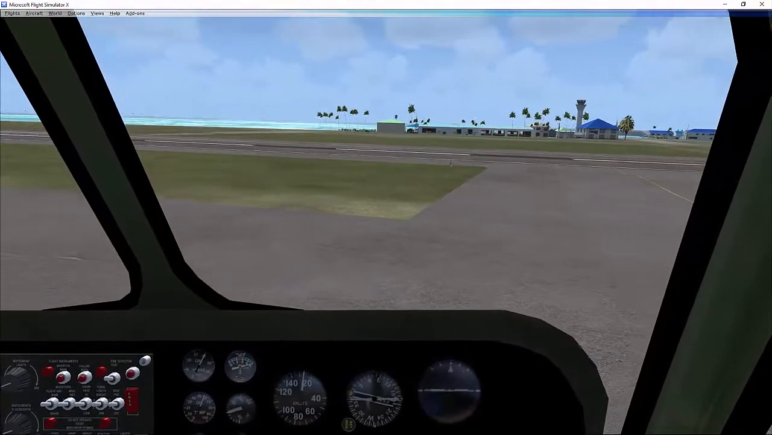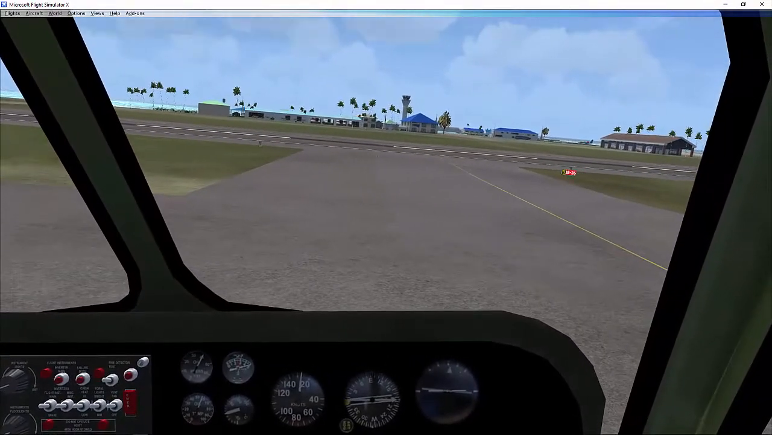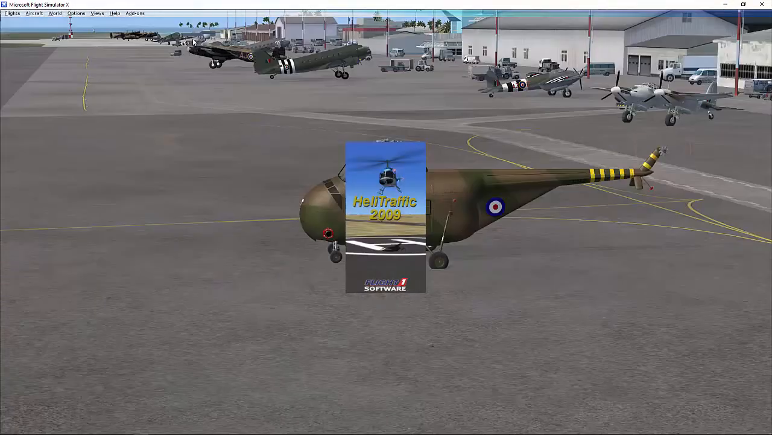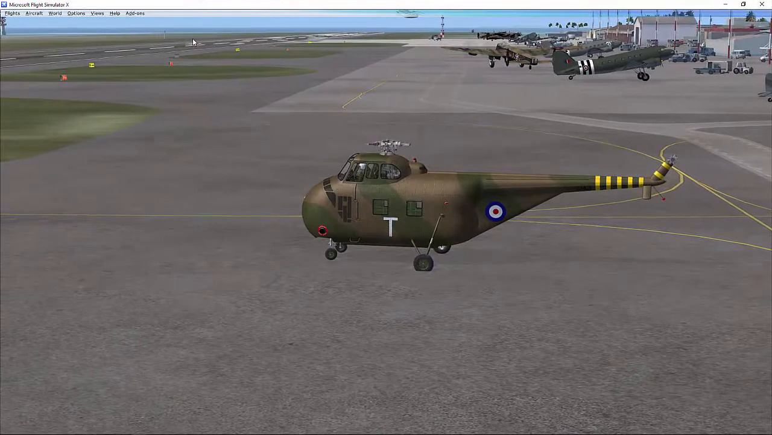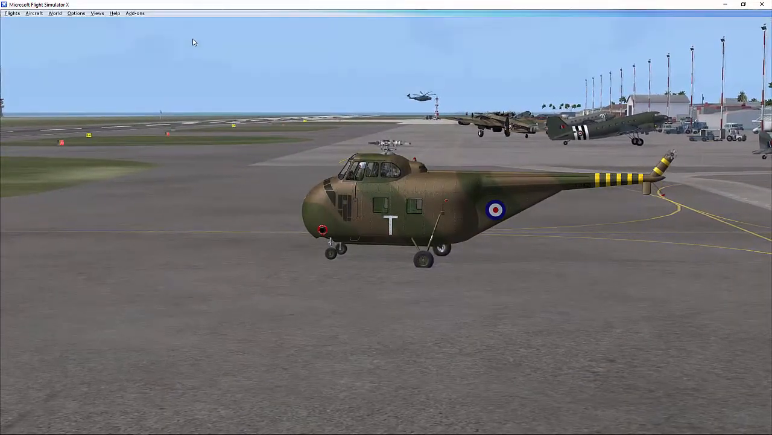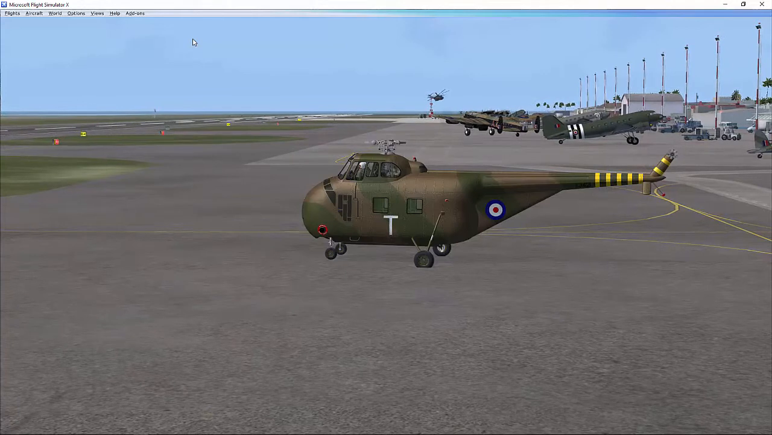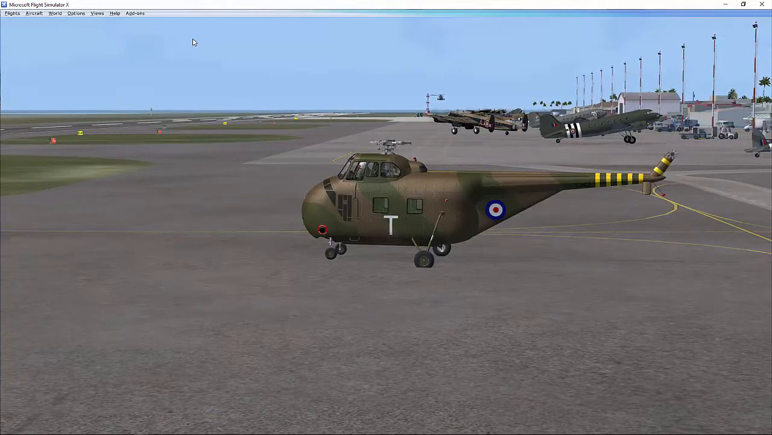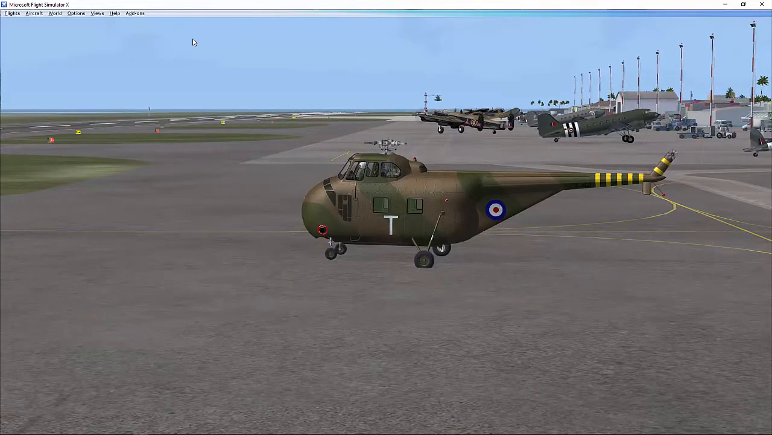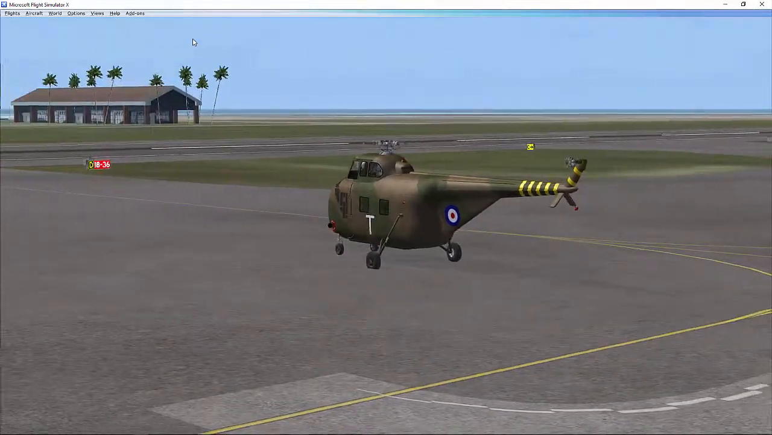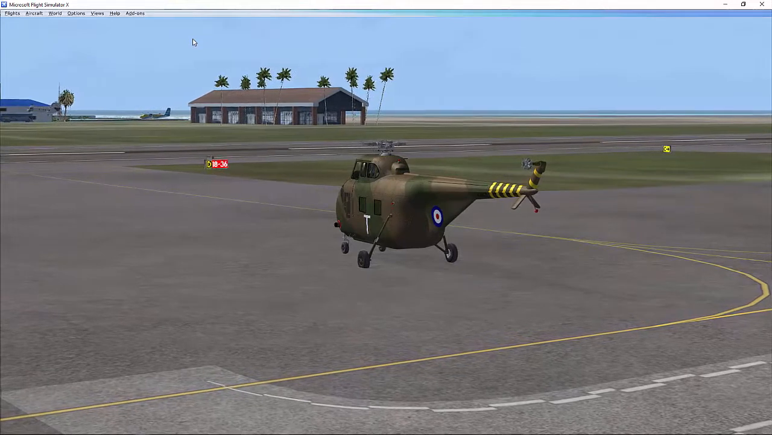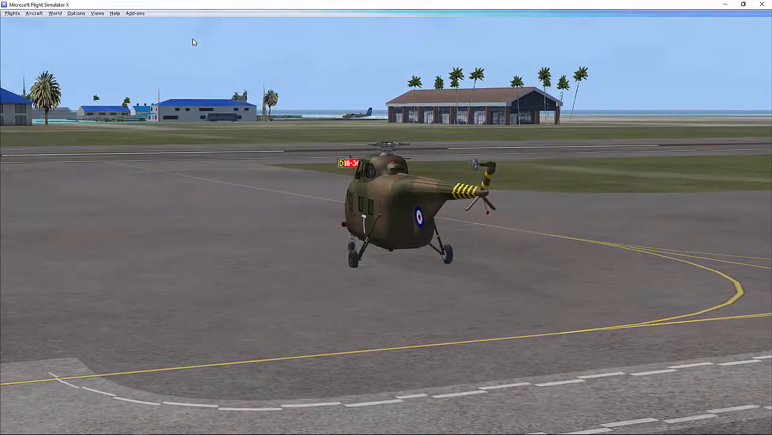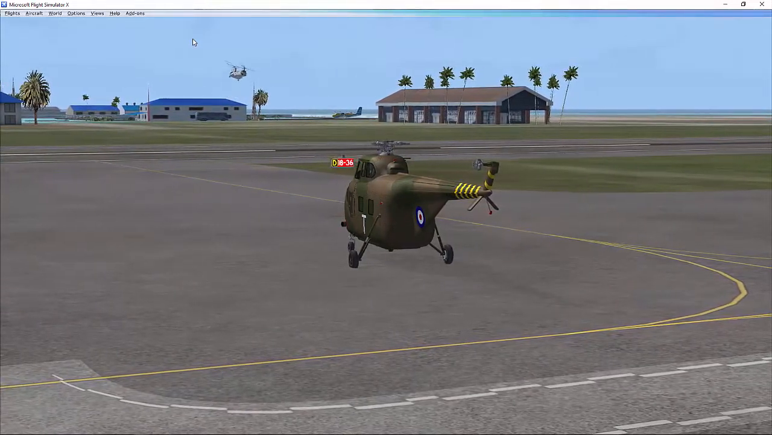I will now turn on the heli traffic add-on, and you will start to see a number of helicopters on the airfield. In the distance you can see a CH-53 Sea Stallion, and in front of the Whirlwind you can see a CH-46 Sea Knight lifting off.